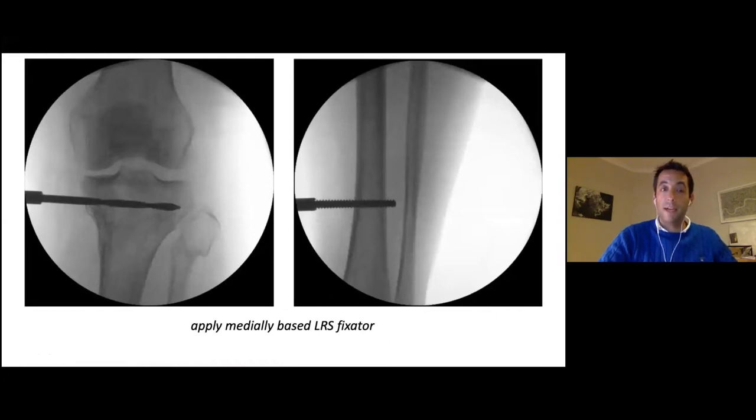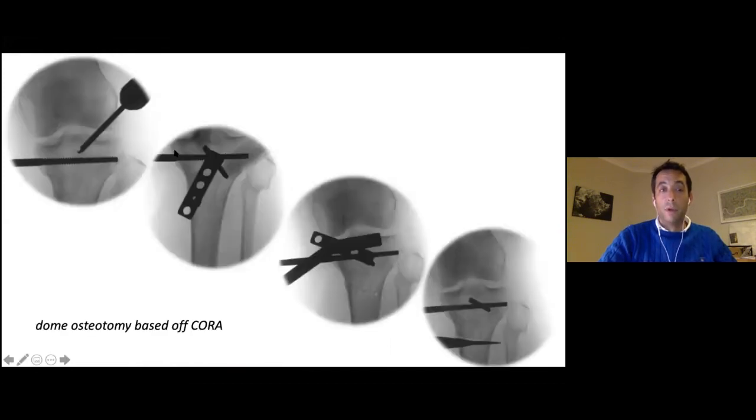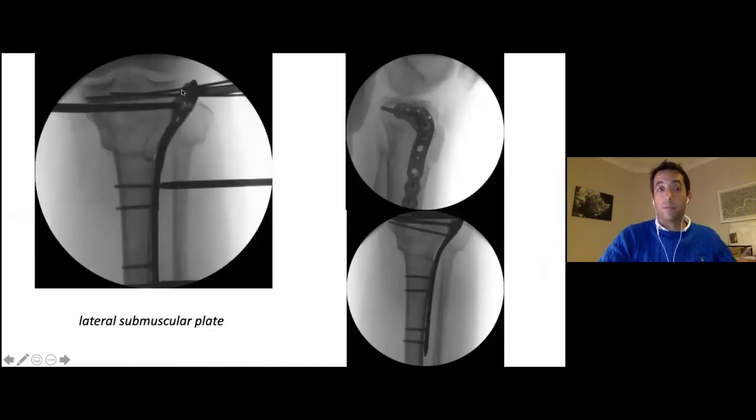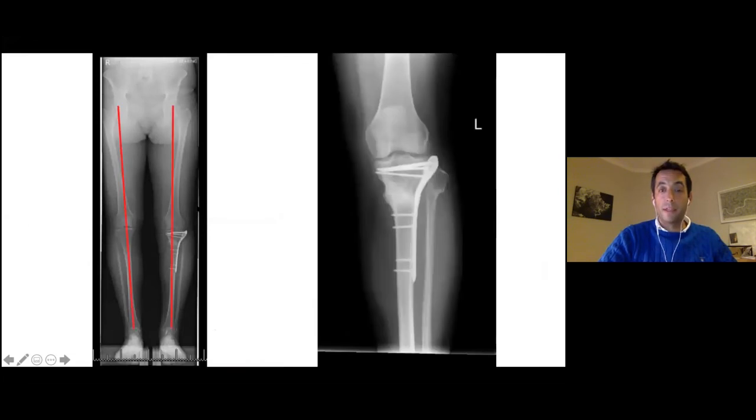It's placed perpendicular to the axis of each segment of the bone. The CORA was right up in the joint, so I'm going to go as high as I can. And this then gives me a dome osteotomy, a curved osteotomy based off the CORA. I can distract using my fixator. I can correct, and then I can compress it. And then I can percutaneously apply a submuscular plate. And then we can come back and see that she's now aligned normally and heals. So that's just the technique of fixator-assisted deformity correction. It's not an X-fix, it's a proper deformity correction fixator.